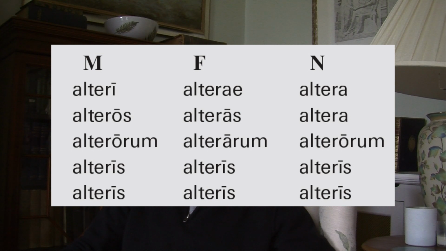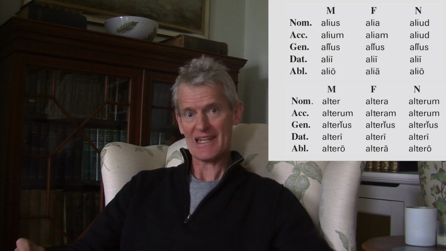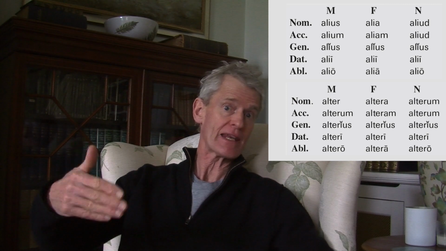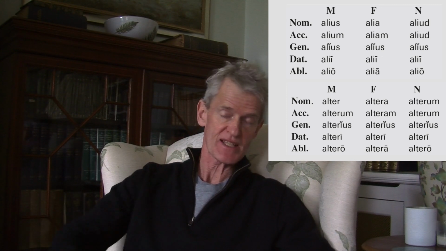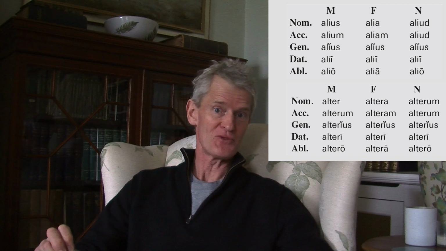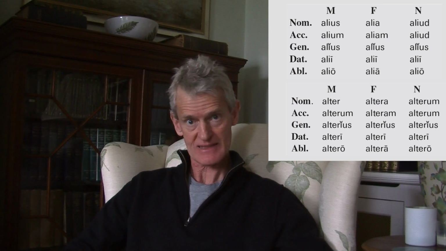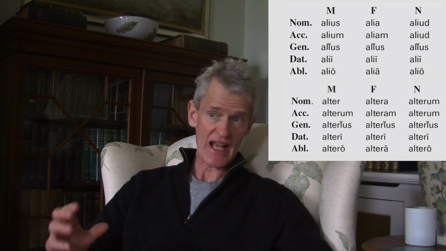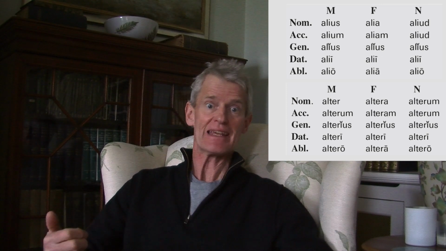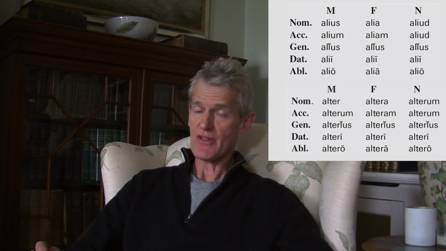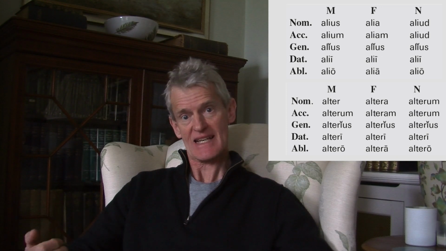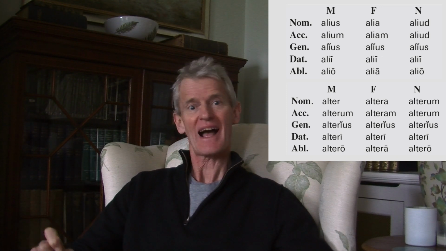Now the reason we're learning these together is that some of the forms are kind of shared. So for example, the genitive of alius, that weird form alius, normally the Romans used alterius, in other words, the genitive singular of alter. And in the dative, that rather weird form alii, they didn't much like that either, and they tended to use alteri, in other words, the dative of alter.